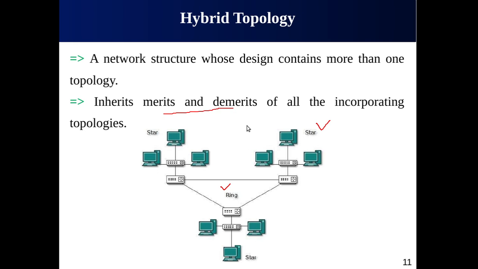Now it will have all the merits and demerits of star topology as well as all the merits and demerits of the ring topology. And internet is one of the best examples of the hybrid topologies where we have different types or all the types of topologies available. So in summary, a hybrid topology is a network structure whose design contains more than one topology, and it is like a combination of different topologies. You can link bus topology with the tree topology, star topology with the tree topology, ring topology with the mesh topology, and things like that. And it will inherit all the merits and demerits of the underlying topologies.